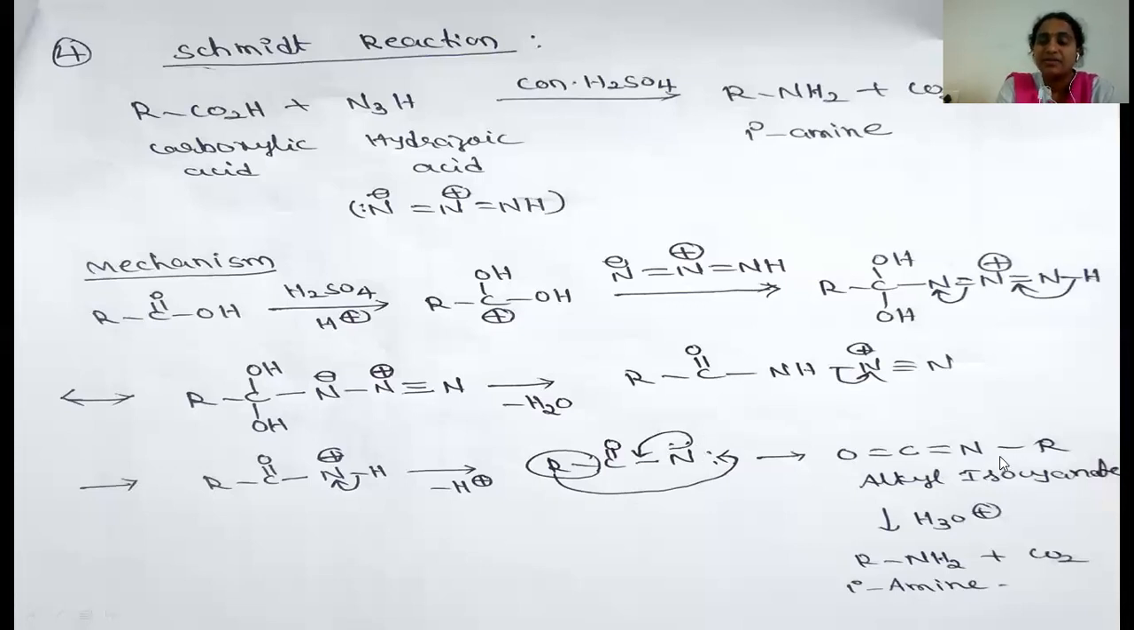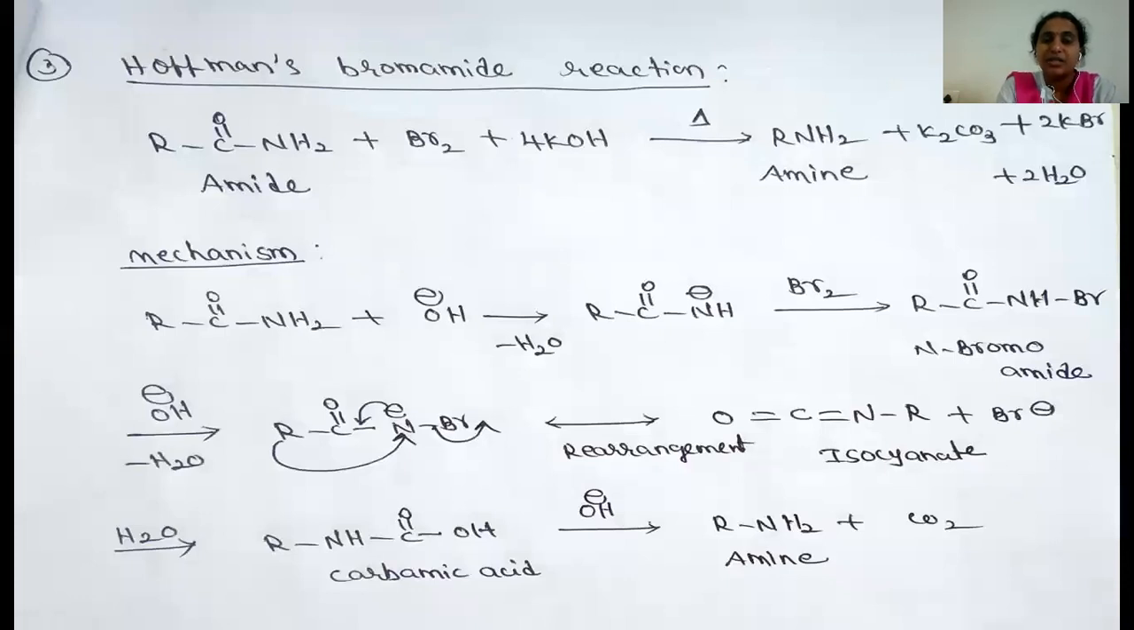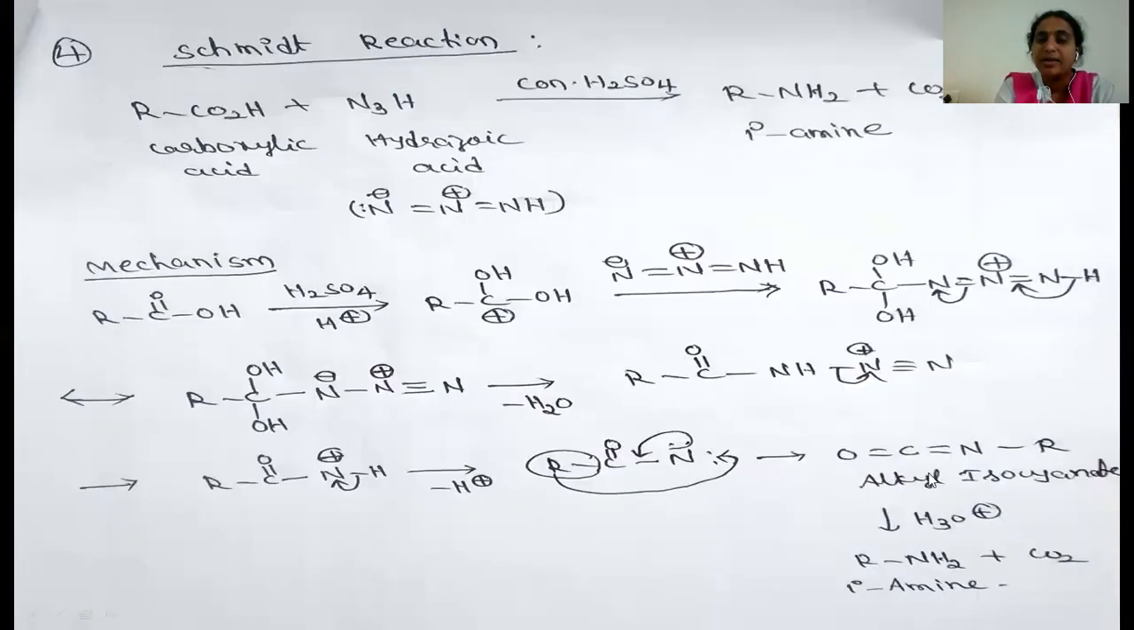As earlier we have studied in Hofmann bromide reaction, here also alkyl isocyanate is produced, and further hydrolysis produces the amines. So similarly, after rearrangement, this compound will produce the alkyl isocyanate, and further hydrolysis with this compound. In this method also we can prepare the primary amines. So this is about the complete Schmidt reaction.